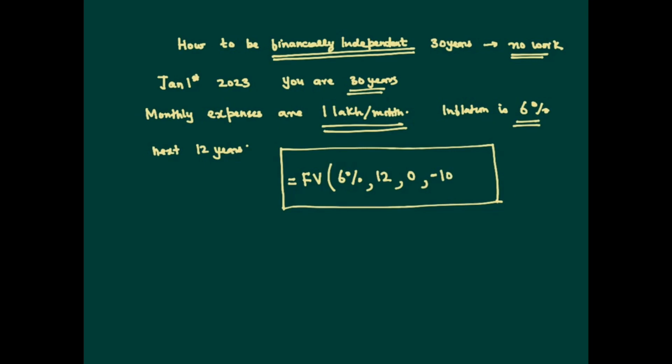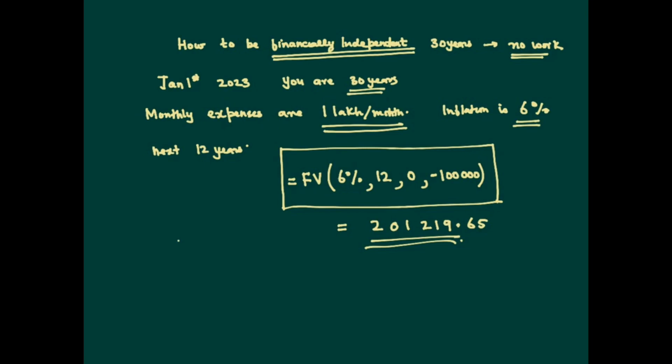Or you can put negative 1 lakh, that is 100,000, and press enter, and you will get the value 201,219.65. So that means if you want to retire now, after 12 years your 1 lakh actually becomes 2 lakhs. You require 2 lakhs to adjust for inflation.